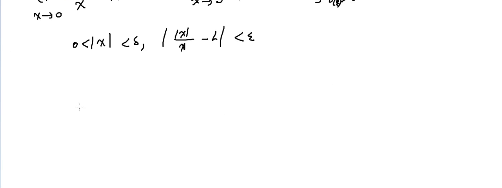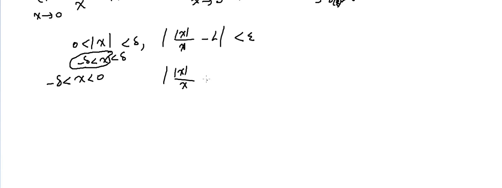All right. First, let's take x is negative. If x is negative, this means it's greater than minus delta. We can take this as x is less than delta and minus delta, right? So x is greater than minus delta. So, but let's take it as a negative value. This means the absolute value of x over x minus L is less than epsilon.